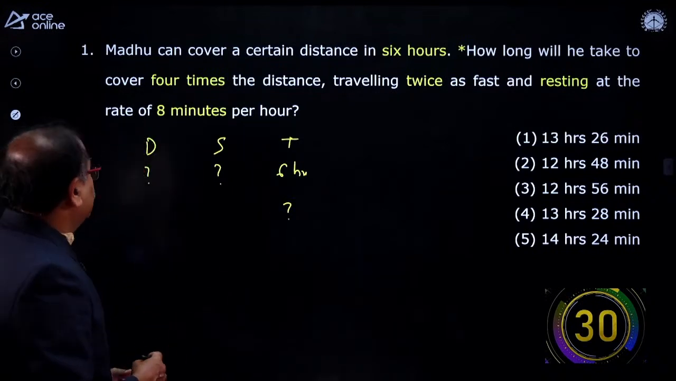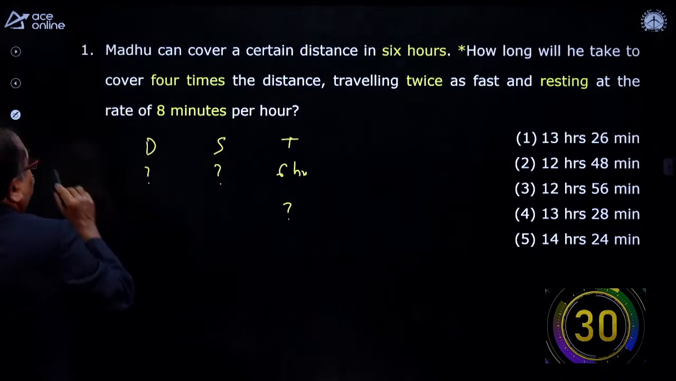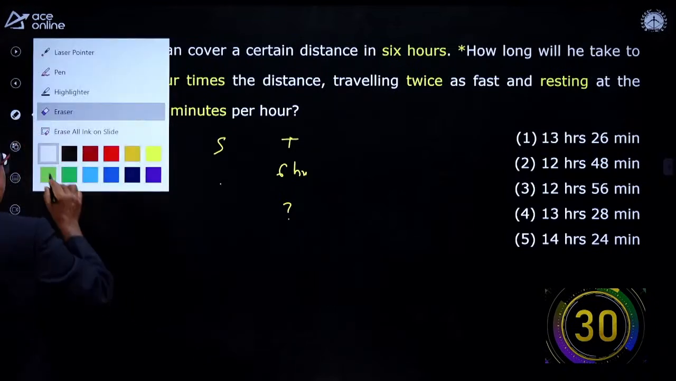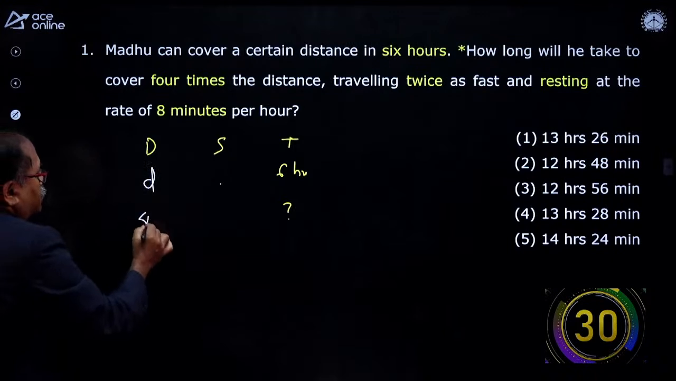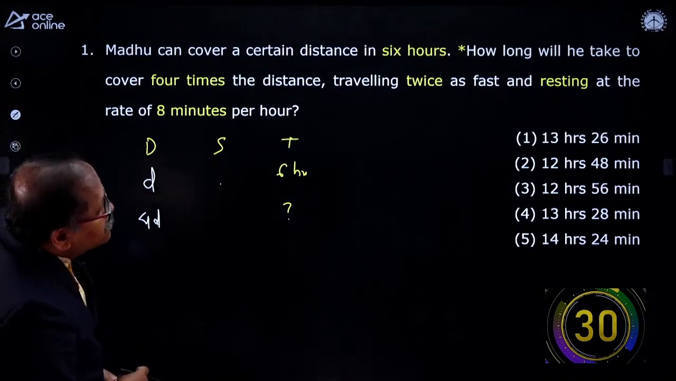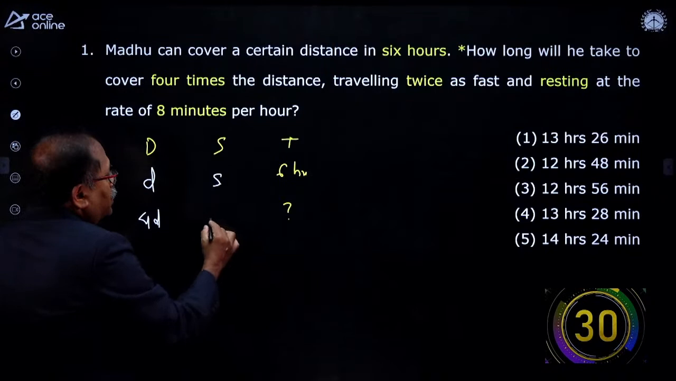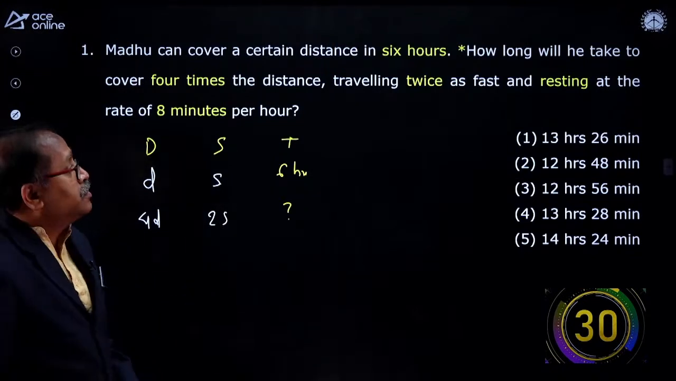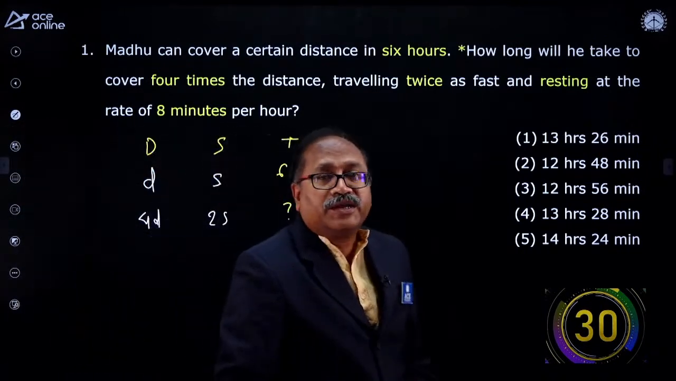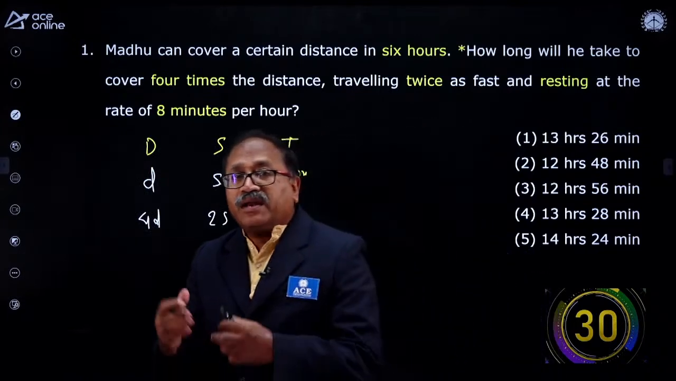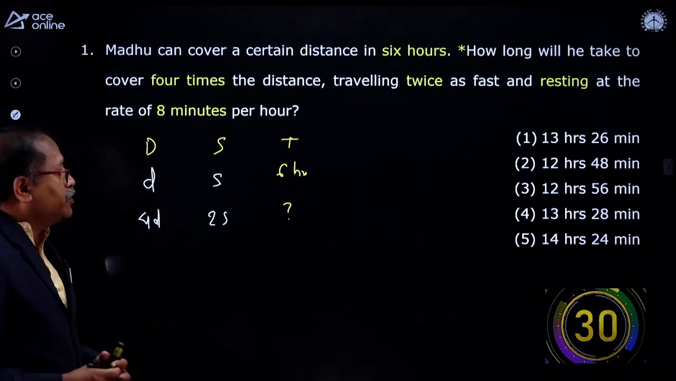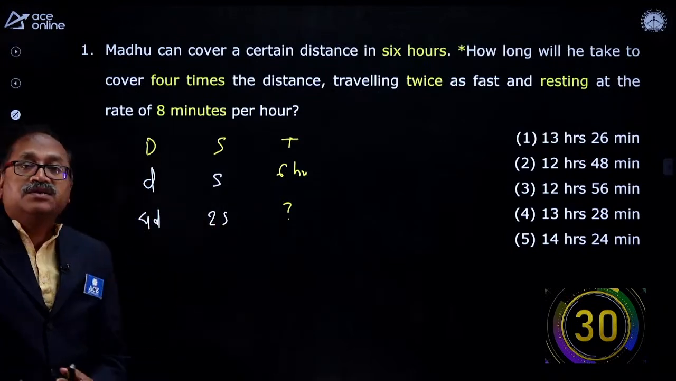To cover 4 times the distance, let's assume this is D, then this becomes 4D. And the speed is twice as fast, so if this is S, this is 2S. Resting is at the rate of 8 minutes per hour. First I will find the time, and once I get the time, I will add the resting time to the travel time. How can we find this relation?